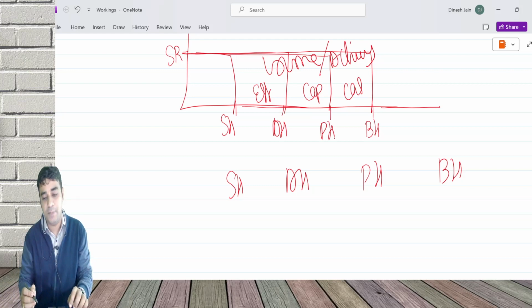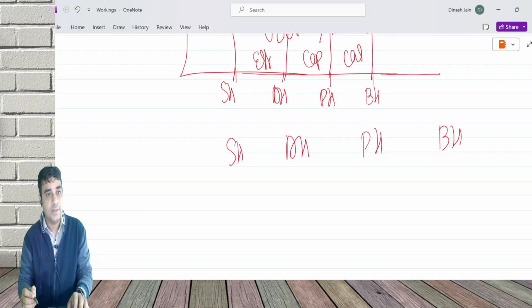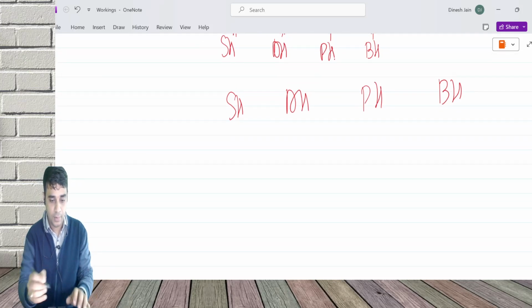SH, AH, PH and BH. Standard hours will be calculated with help of actual output. Now let's read the question.